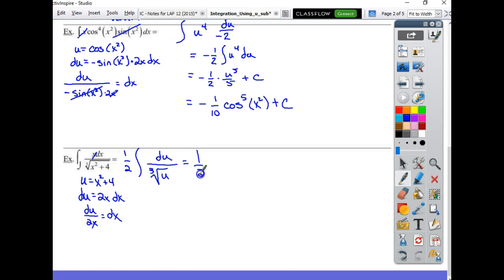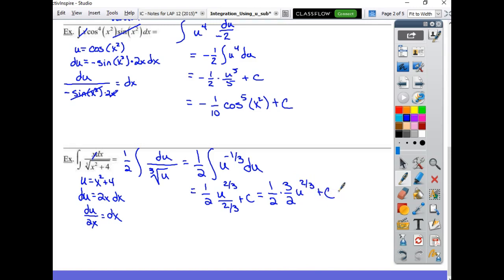Now I don't like that. I'm going to call this the integral of u to the negative 1/3 du. I'll take the antiderivative of that. This is 1/2 u to the positive 2/3 over 2/3 plus c, which I can rewrite as 1/2 times 3/2 u to the 2/3 plus c. And when I simplify this, it becomes 3/4 of my u, x squared plus 4 to the 3/2 plus c, and we call it a day.